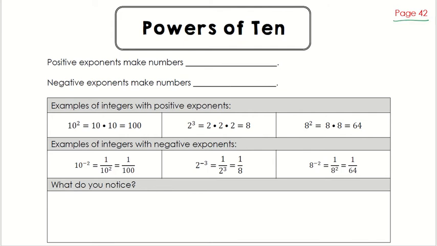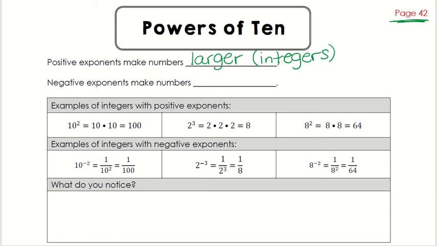All right, welcome back. We are now on page 42. And we're now on to our second topic, powers of 10. These are related to exponents, which is why we wanted to do them on the same day. So positive exponents make numbers larger. And I like to say that it keeps them as big integers, big numbers.